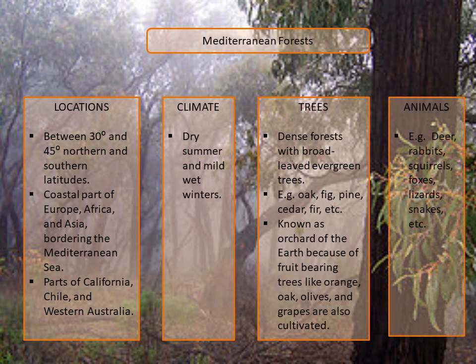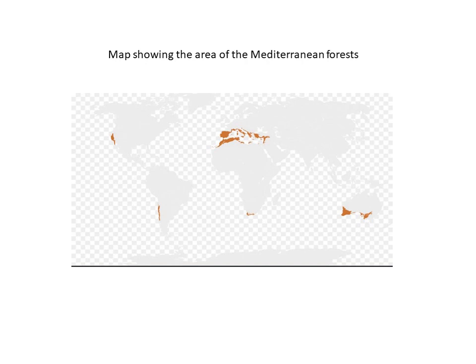Deer, rabbits, squirrels, foxes, lizards, snakes, etc. are found here. Map showing the area of the Mediterranean forest.